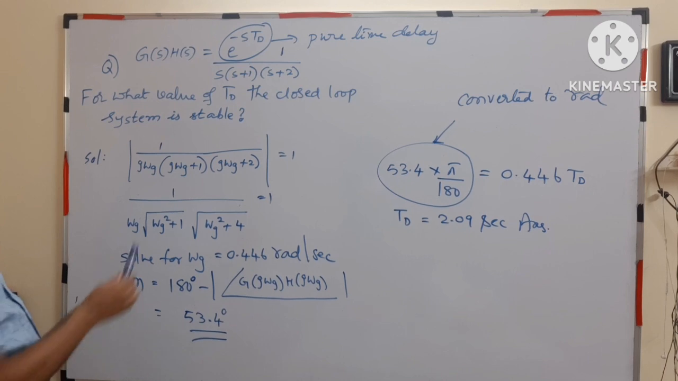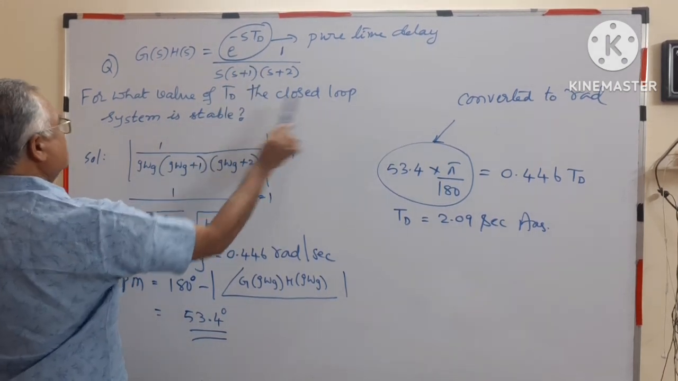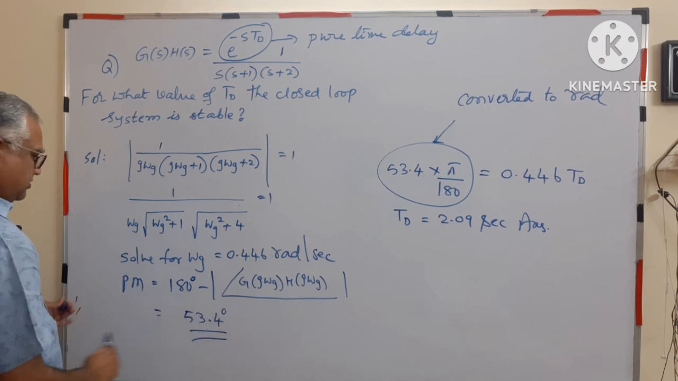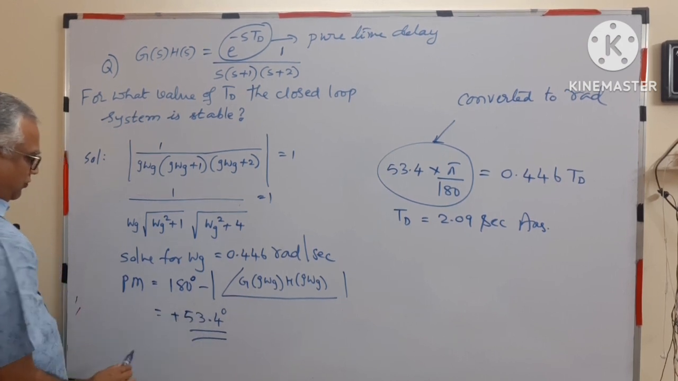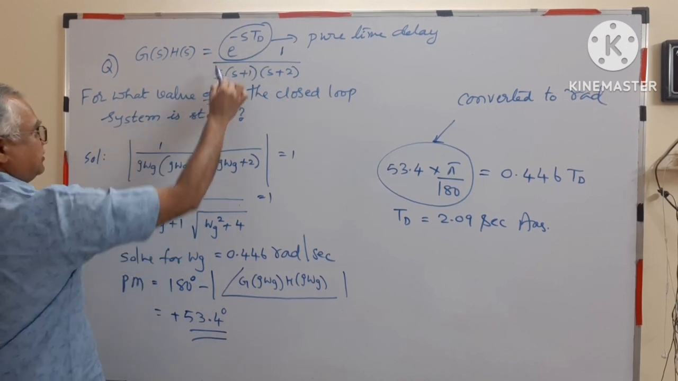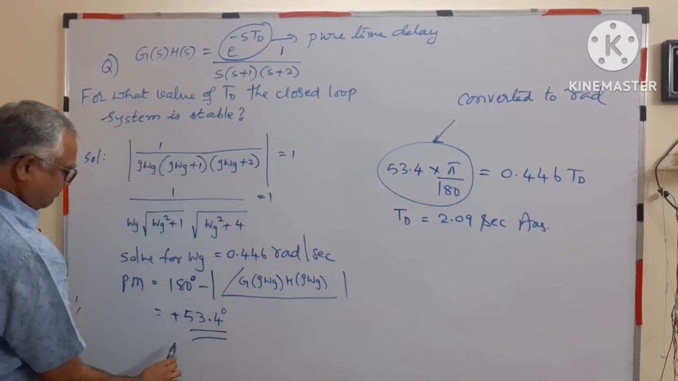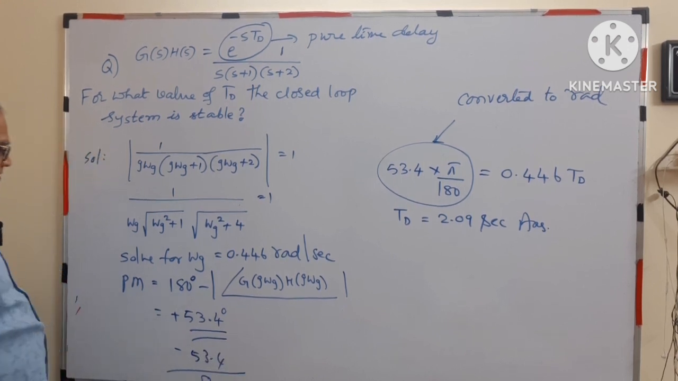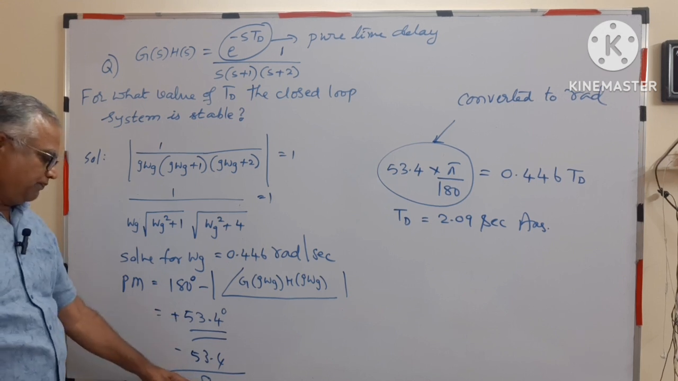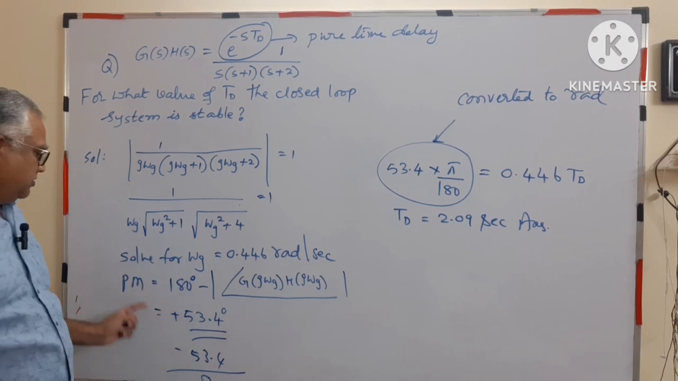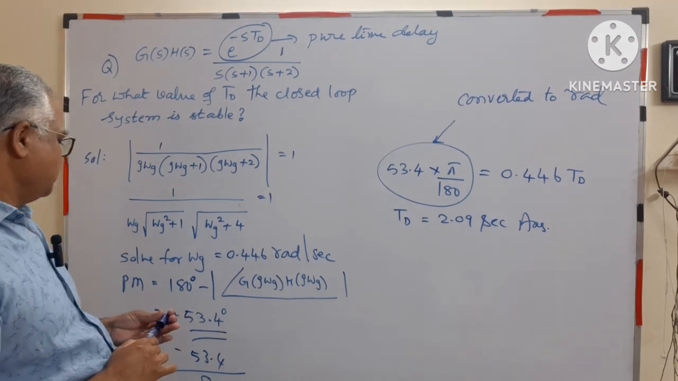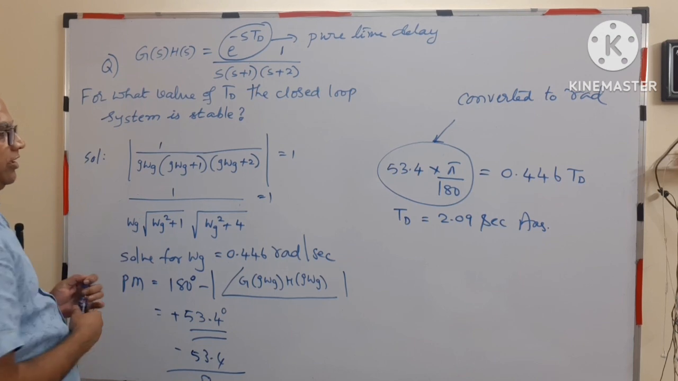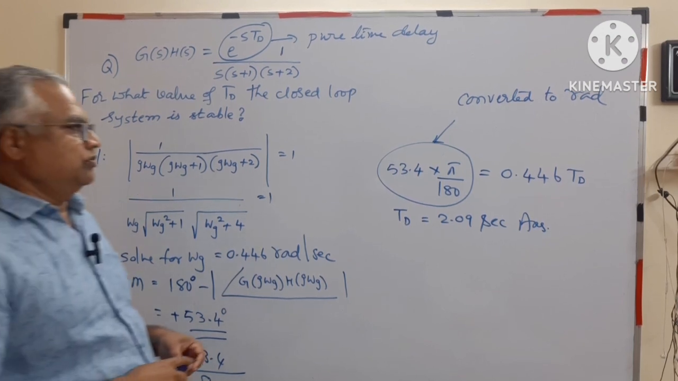So what is the question? For what value of Td is the closed loop system stable? It has a phase margin of 53.4. If this term is giving minus 53.4, then that will become 0. So this can reduce up to 0. If it goes negative, then the system becomes unstable. So indirectly, for what value of Td do we get an angle of minus 53.4?